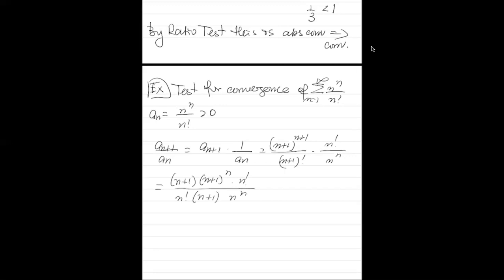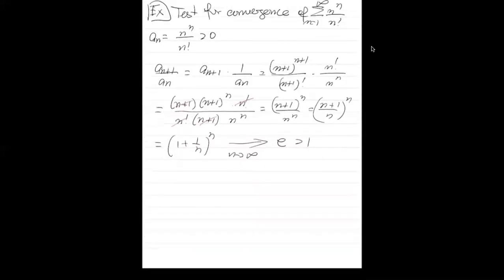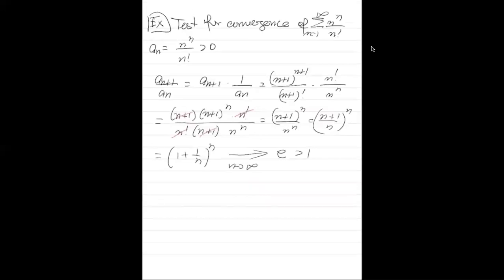All right, so what cancels? Obviously the factorial, the n plus 1, and what's left is n plus 1 to the n over n to the n. Write it together. So that is 1 plus 1 over n to the power n. And what happens when n goes to infinity? Take that limit. That goes to a famous number, Euler's constant e, and we know e is greater than 1, it's about 2.71. So the ratio gave us a number greater than 1, so by the ratio test, this is divergent.